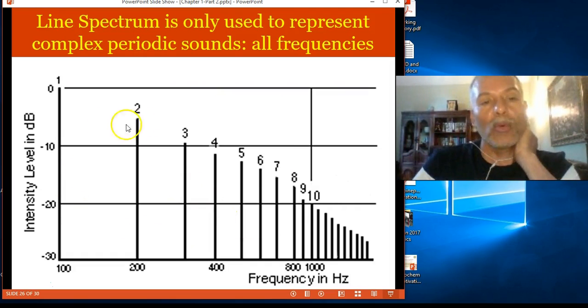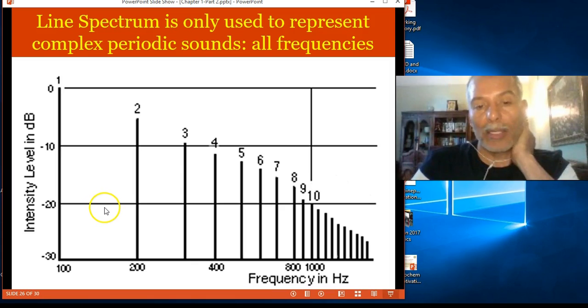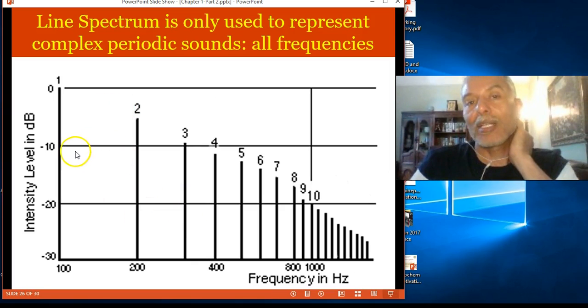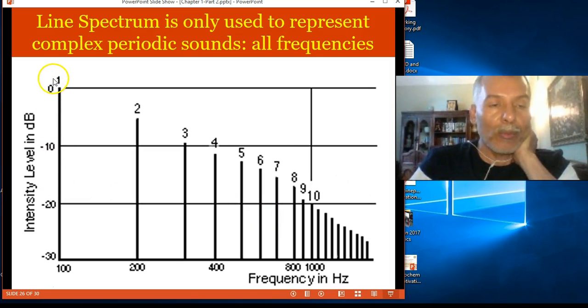So here, we have a line spectrum, and I'd like you to know what a line spectrum is. It is a graph that depicts harmonics in a series. So harmonics, this is a harmonics series. Imagine it like a duck and all the ducklings following it. So let's go back to the analogy of the string that you see in the video.